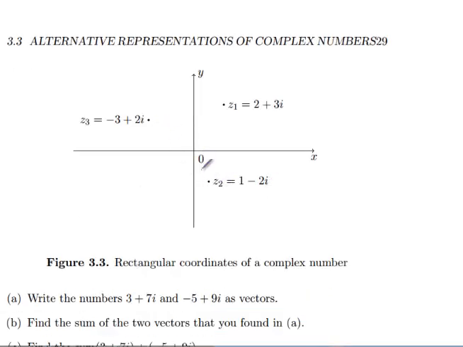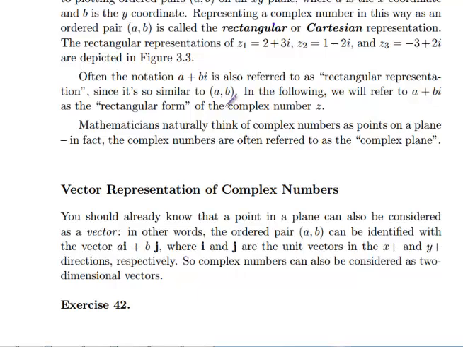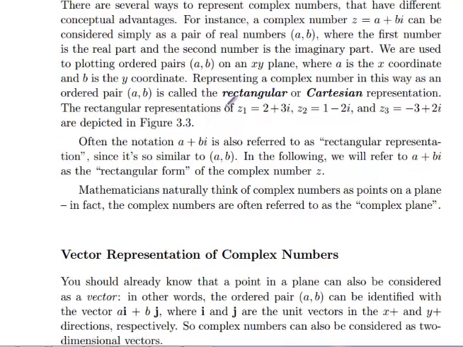Here are three complex numbers plotted in a plane. This is called the real axis. This is called the imaginary axis. So 2 plus 3i is 2 along the real axis plus 3 along the imaginary axis. So I think you've probably seen this before. So again, we can think of complex numbers as points in a plane called the complex plane.